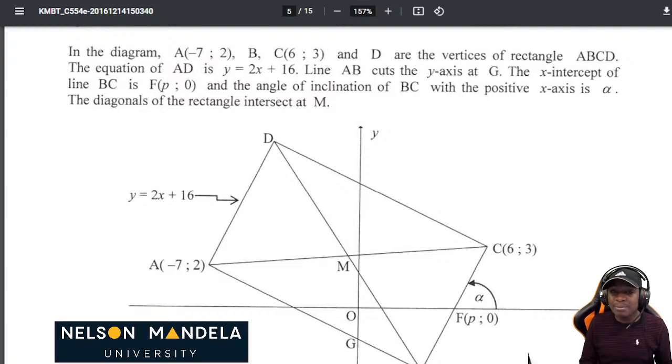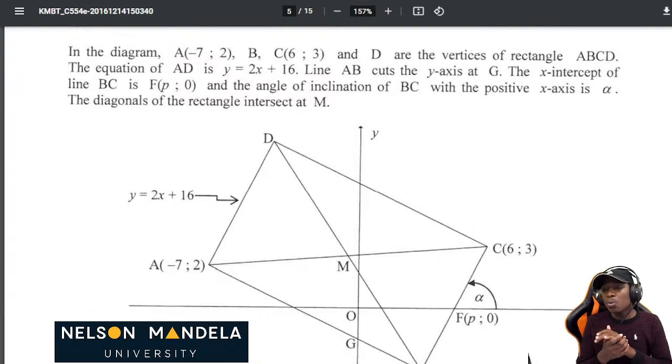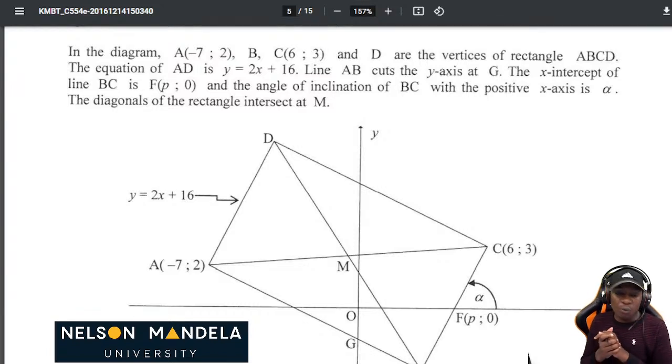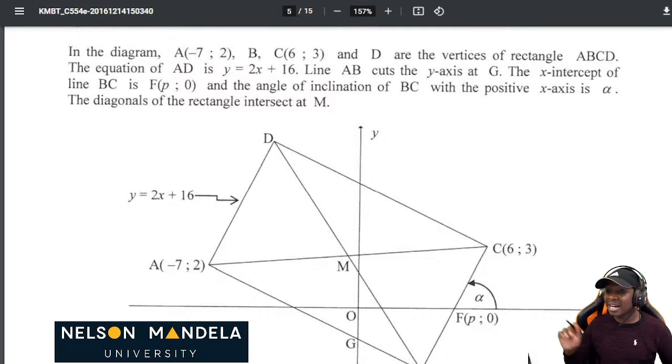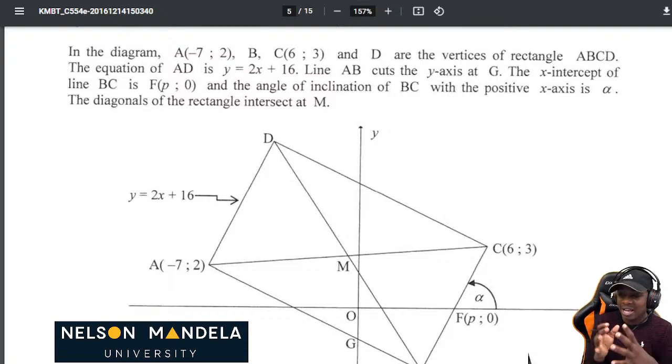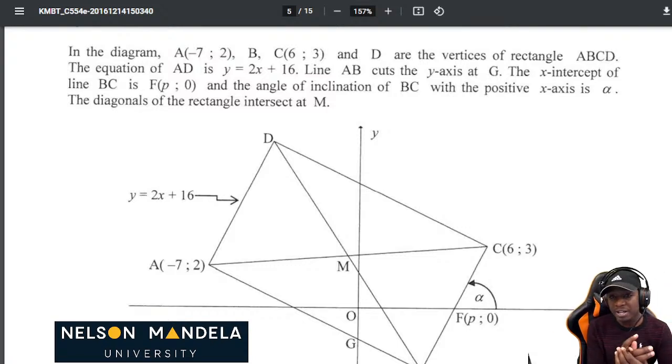Then the x-intercept of the line BC is F. We already know that if it's an x-intercept, the y value is equal to 0. Then the angle of inclination of BC with the positive x-axis is alpha. So what do we know about the angle of inclination? We know that tan of that specific angle is equal to the gradient, which means the gradient and the angle alpha align together. So you must be able to calculate the gradient so that you can get the angle of inclination.